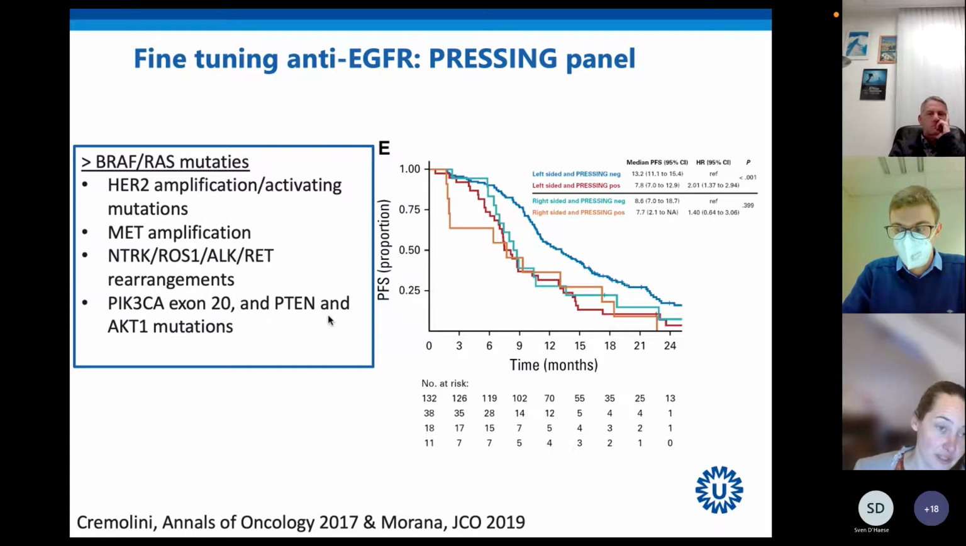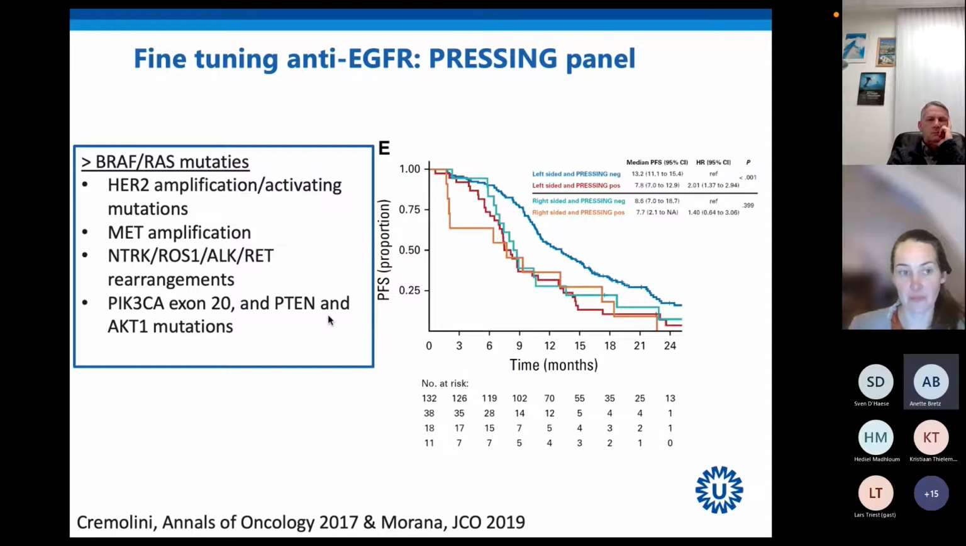Well, what do they look at? They look at HER2 amplification or activating mutations, MET amplifications, different fusions or rearrangements from NTRK, ROS, ALK, and RET, PI3 kinase, PTEN, and AKT mutations. So they're all in the same signaling pathway.